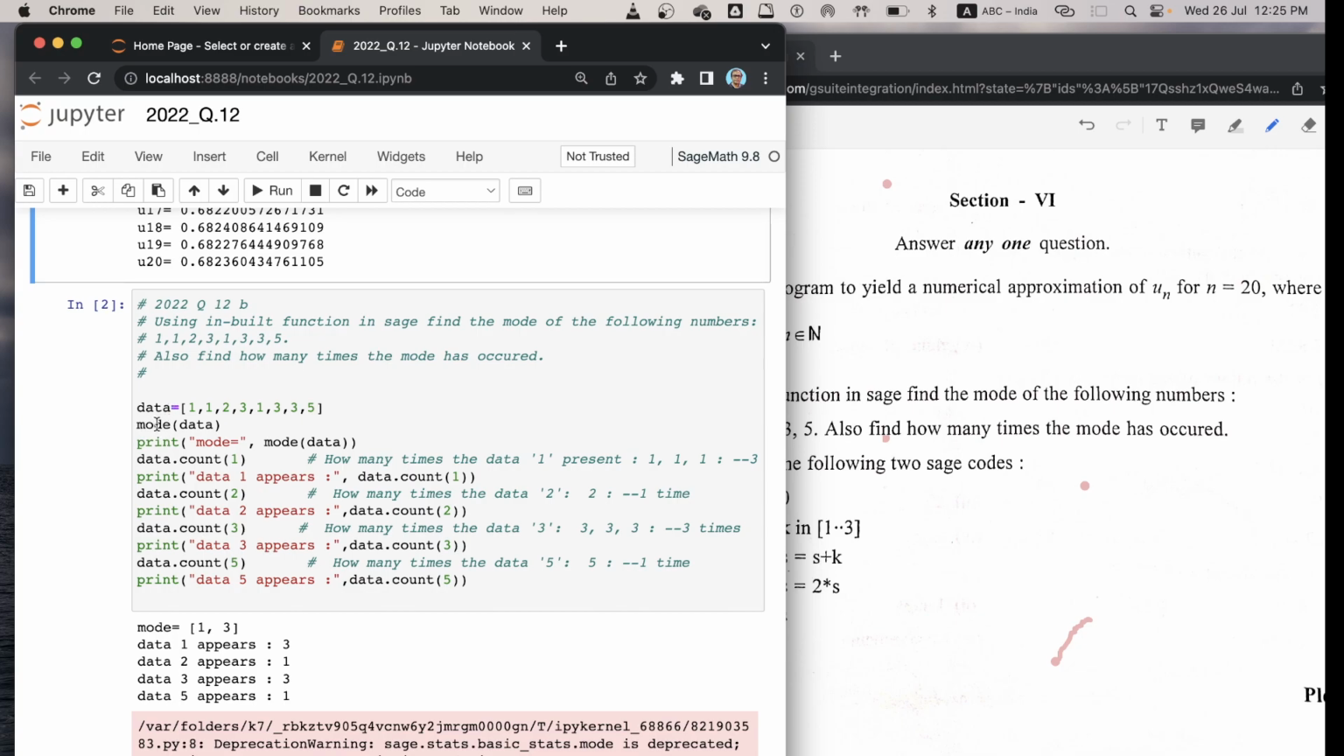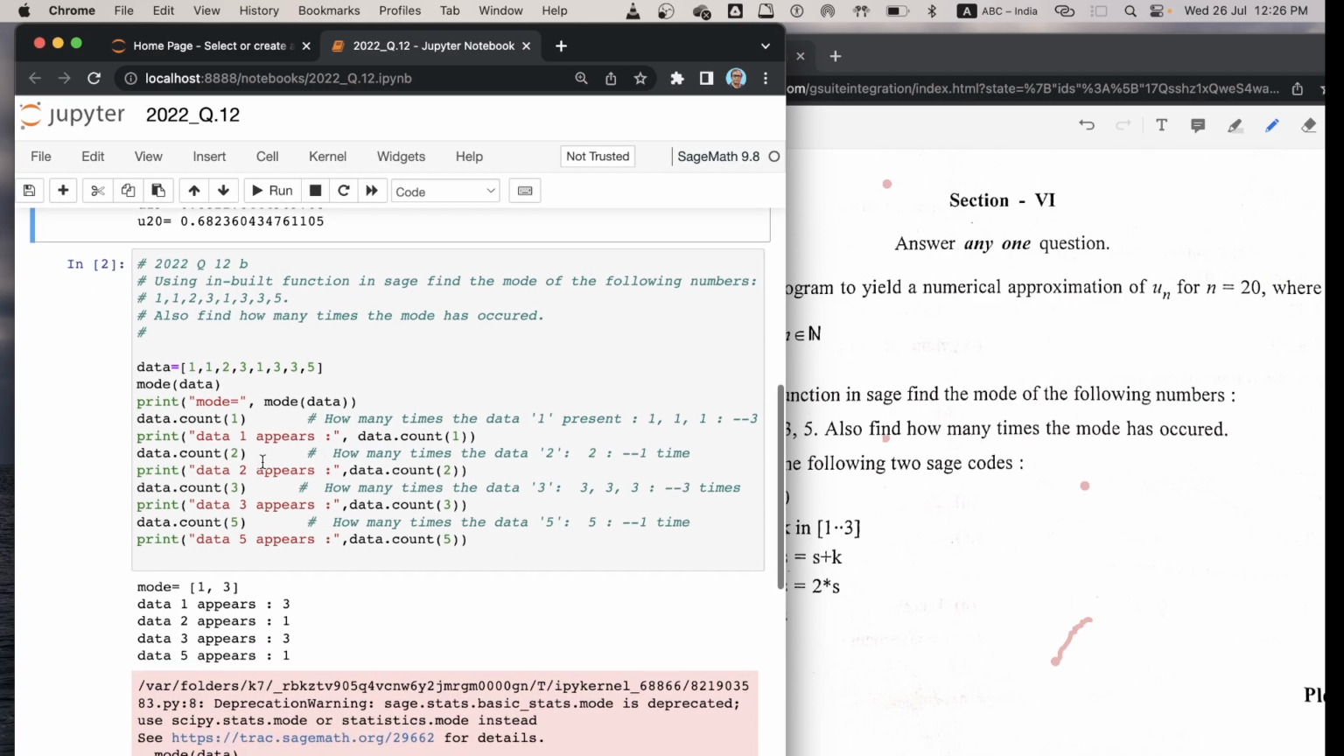So here integer 1 repeats 3 times, 1, 2, 3, and integer 3 also repeats 3 times. So there are two modes, this is a bimodal distribution. So here two modes, 1 and 3. So output is mode data equal to 1 comma 3. Print mode data. Print this mode equal to mode data. And data dot count 1.